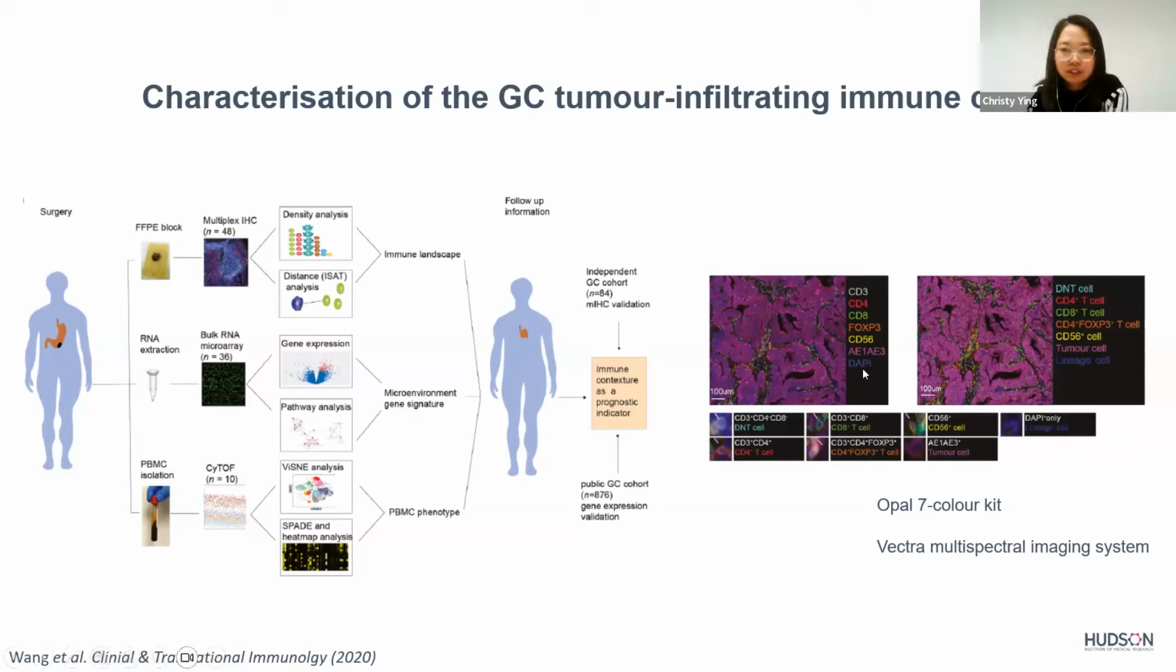We could see that using these 7 markers, we were able to phenotype the cells into double negative T cells, which are CD3 positive but CD4 and CD8 negative. We also identified CD4 positive cells, which are CD3 and CD4 positive, and CD8 positive cells. The Treg cells are CD4 positive and FOXP3 positive, and CD56 positive for NK cells, and also tumor cells.